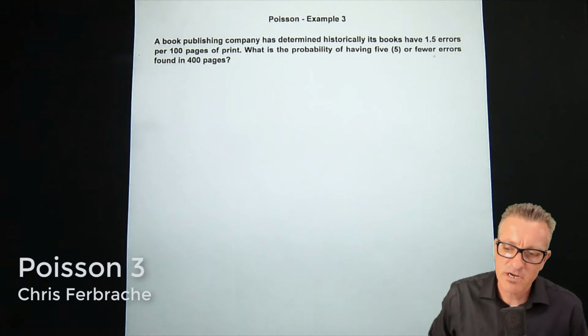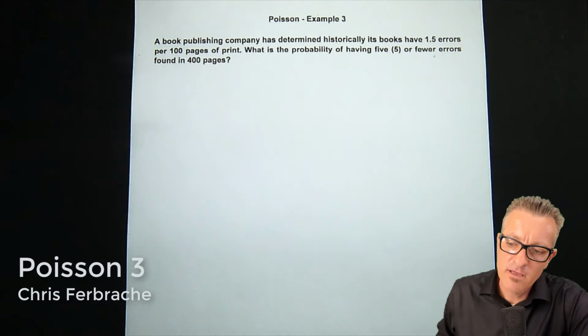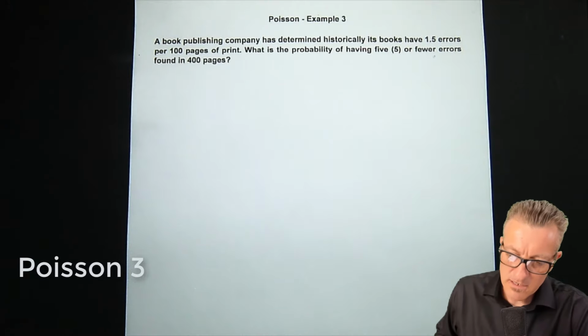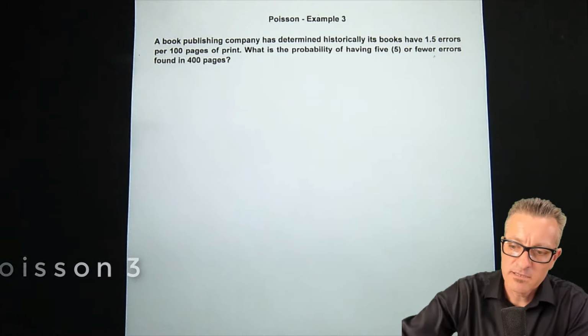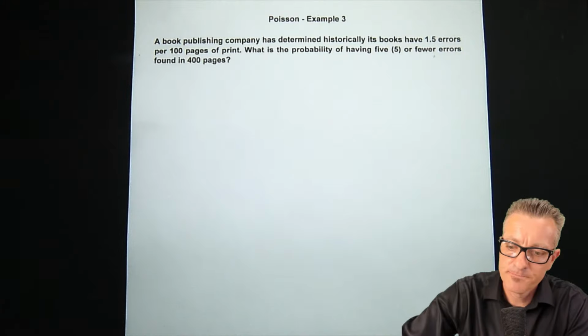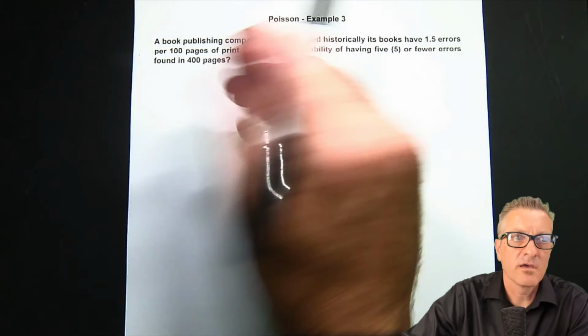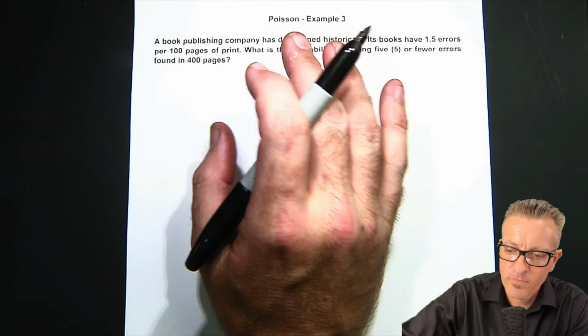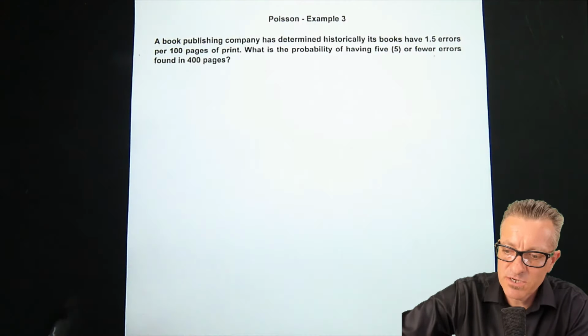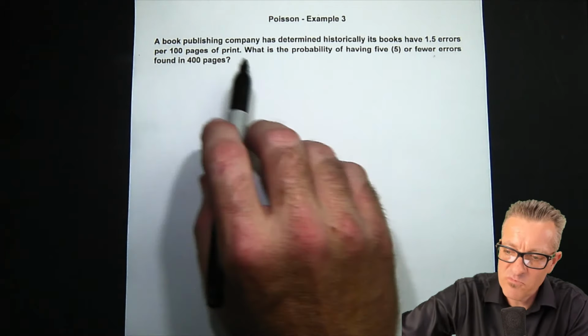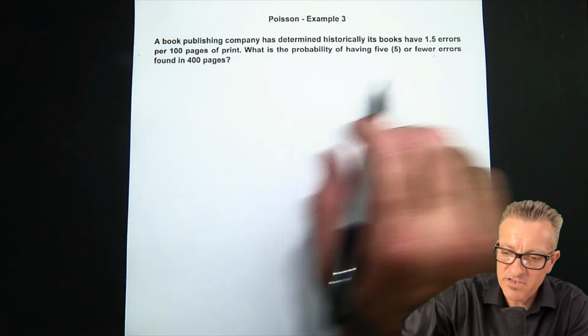This is Chrisferb, and I'm going to review example 3 of the Poisson distribution probability examples. So the setup for all of these is the same. You'll notice if you've seen example 1 and 2. A book publishing company has determined historically its books have 1.5 errors per 100 pages of print.